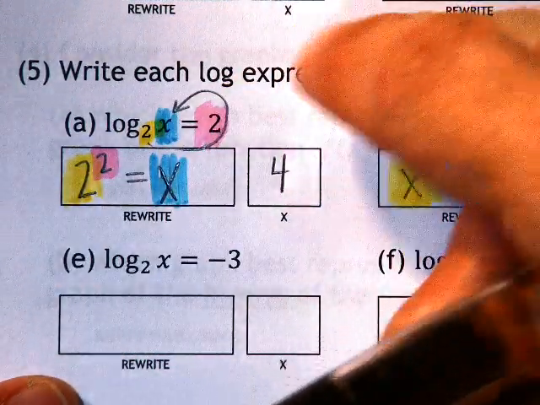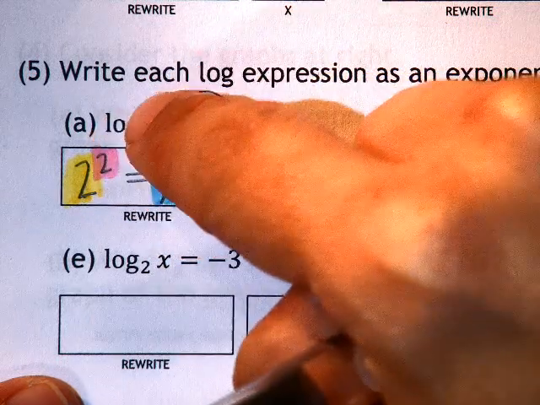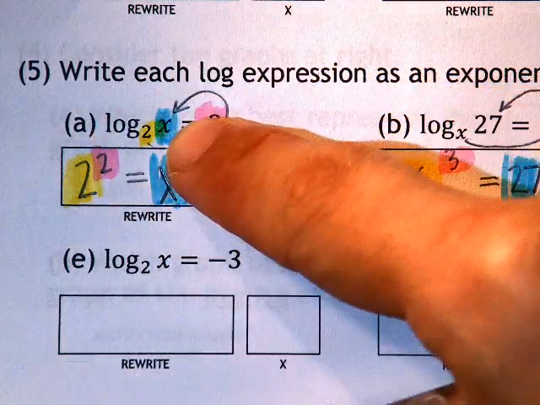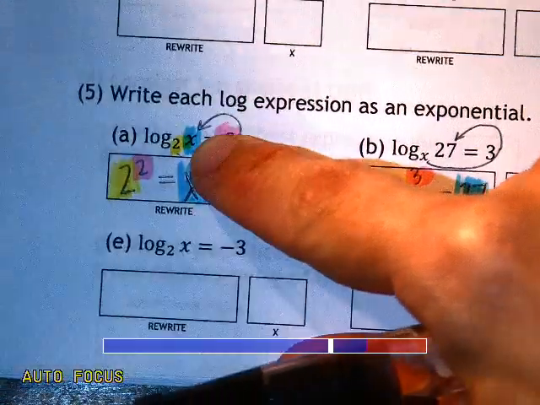We want to get to the point where we can look at a log expression and immediately figure out what x is just by using the exponents we already know and love.